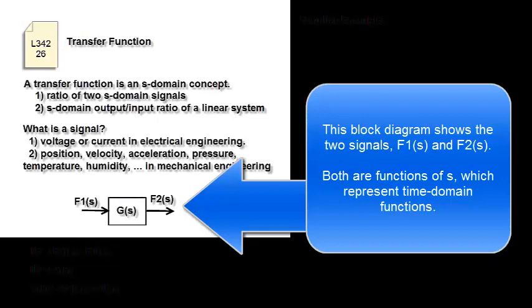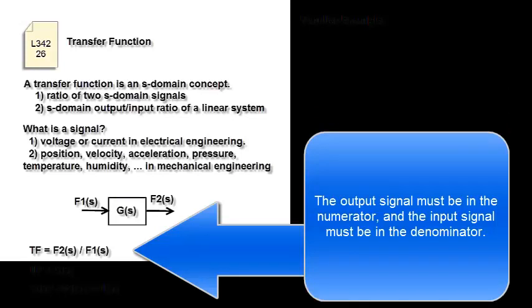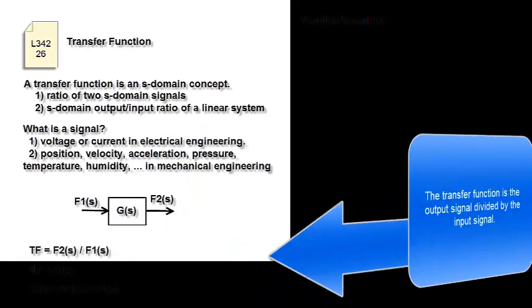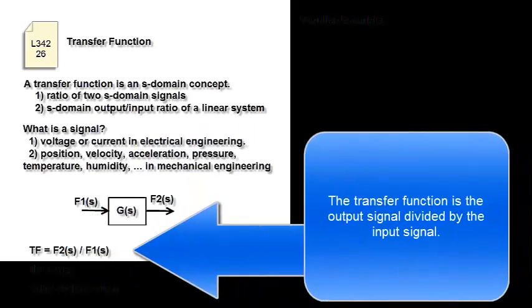This block diagram shows two signals, F1 and F2. Both are functions of S, which represent time domain functions. The output signal must be in the numerator, and the input signal must be in the denominator. The transfer function is the output signal divided by the input signal.